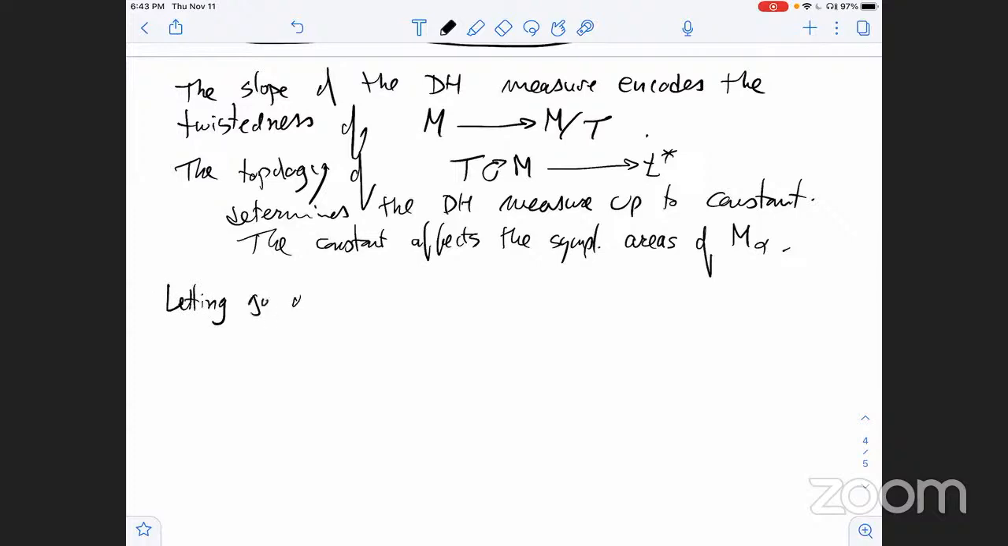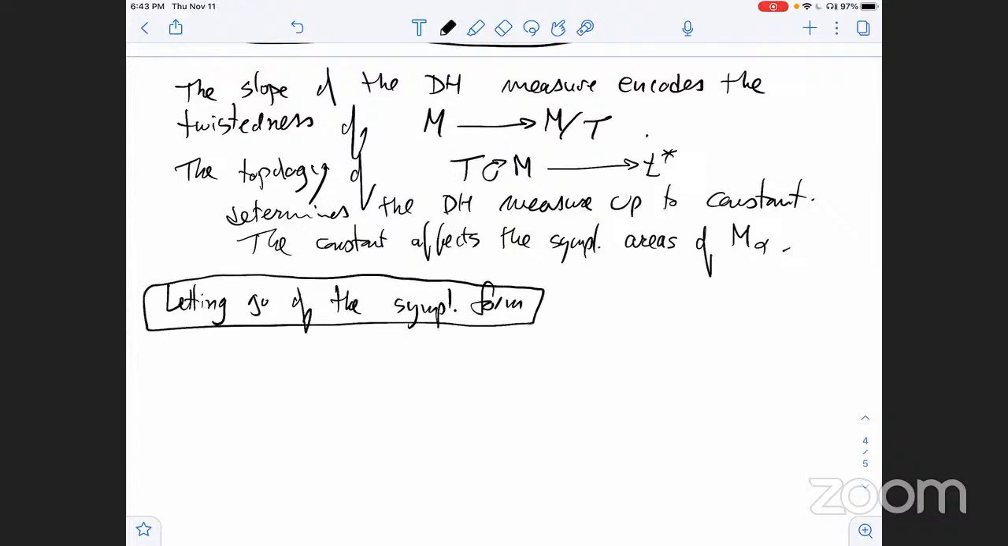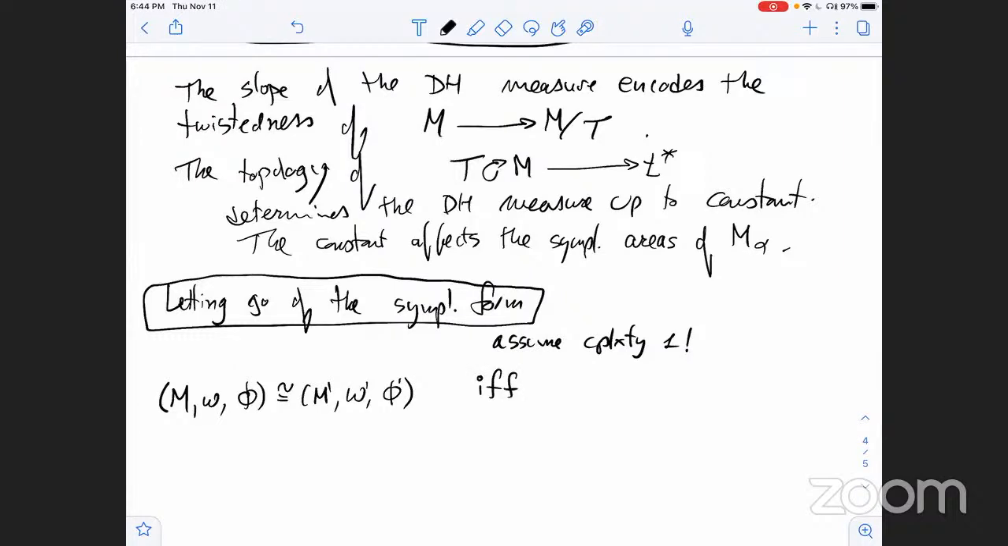Okay, so this is letting go. Now I'm going to give you a rigorous statement. The first step, and this is one of the things that complexity one allows us to do, is to apply Moser's method and reduce the classification question to a question of differential topology rather than symplectic geometry or equivariant differential topology. I call this letting go of the symplectic form. Here we are assuming complexity one. The claim is that two complexity one Hamiltonian torus actions with proper momentum maps are isomorphic, meaning equivariant symplectomorphisms respecting the momentum map, if and only if they satisfy two conditions.